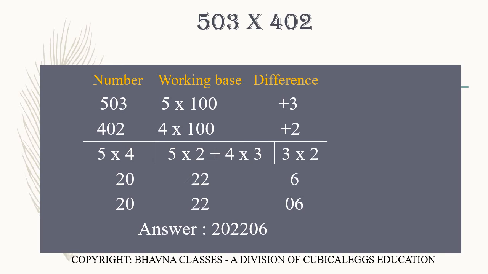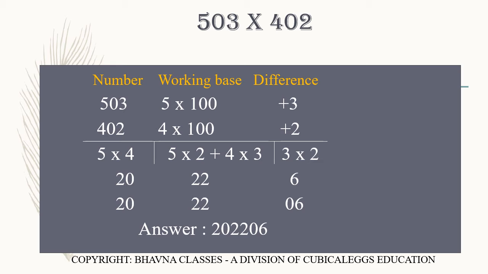Okay. So the important part is this approach is applied only to those numbers which have the same number of digits. So here 503 and 402 have 3 digits, so then we can apply this approach. Now for 503 the difference would be plus 3, because if I add 3 to 500 then we get 503. And for 402 this would be plus 2, because if I add 2 to 400 we get 402.